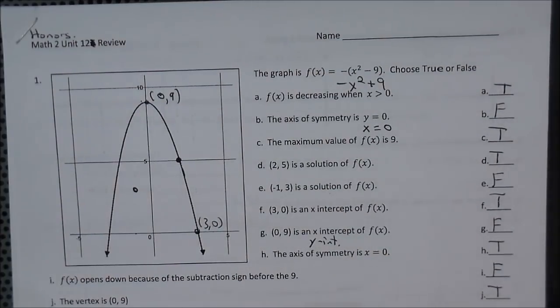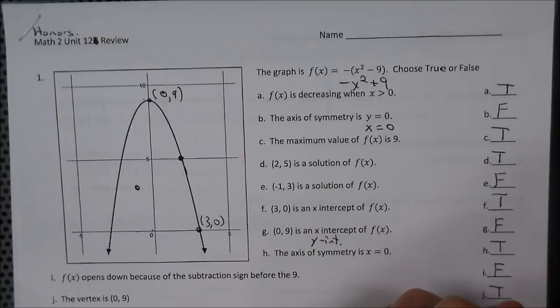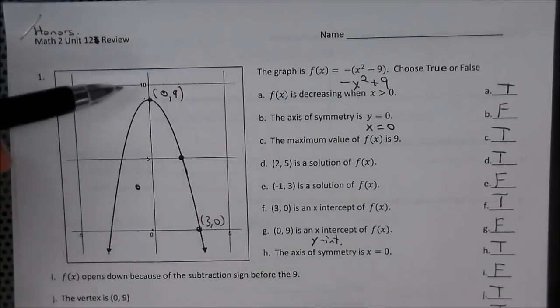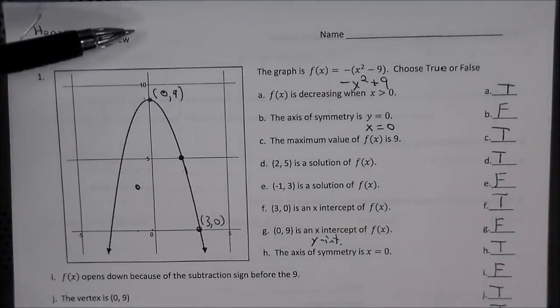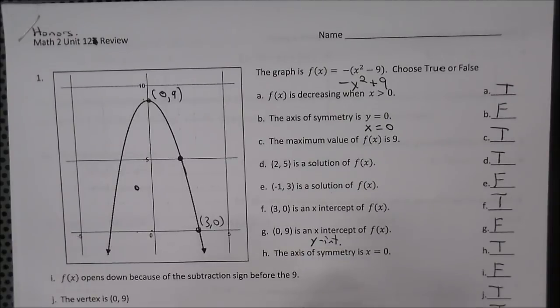The vertex is 0, 9. That is true. The value of x when f of x reaches its maximum, so that is saying what is the x value at the vertex? That is 0, so that is true. The domain of f of x, our last part, is all real numbers. And then the range for f of x is going to be the y values. There's no y values above 9. It does include 9, but it's everything underneath it, so we'd say y is less than or equal to 9.